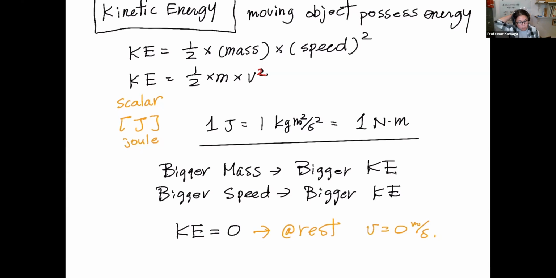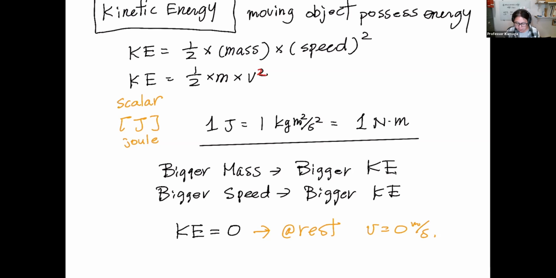So kinetic energy equals 0 means something. It means that an object is not moving, it's at rest. Gravitational potential energy: can it be negative? Yes, it can be negative, because you can put the 0 of gravitational potential energy anywhere. So if you're below 0, you're just negative.